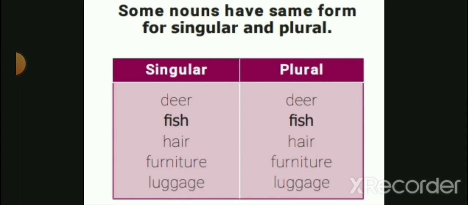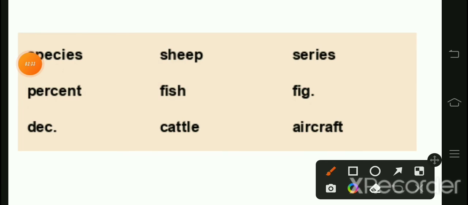Then the last one is luggage. Yes, this is also the same thing. In singular form it is luggage and in plural form also it is luggage. And see, there are some examples in this. First one is species, the same thing in singular and plural. No need to cut anything or no need to add anything.